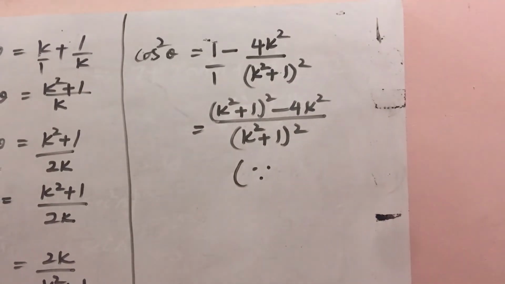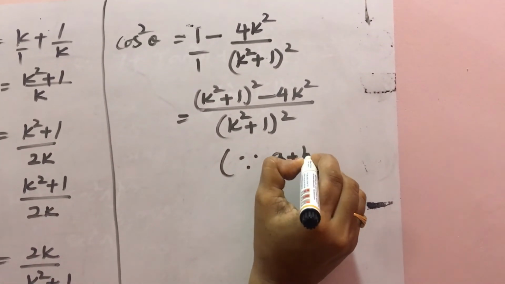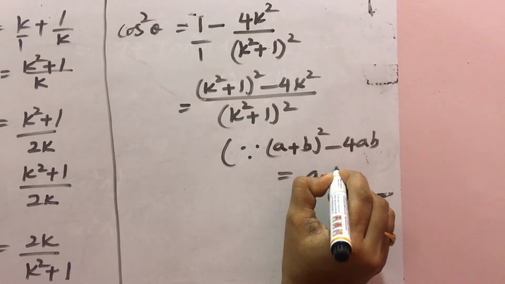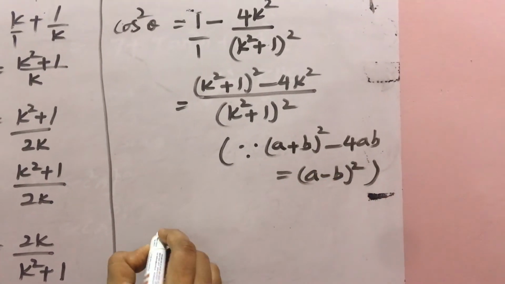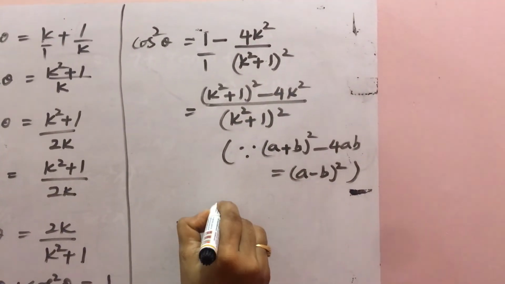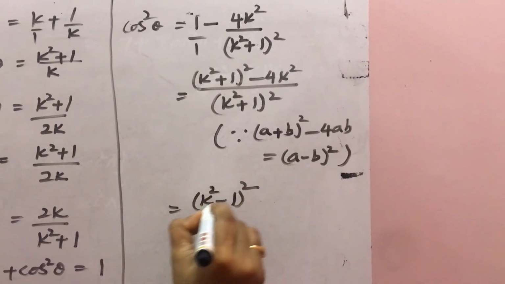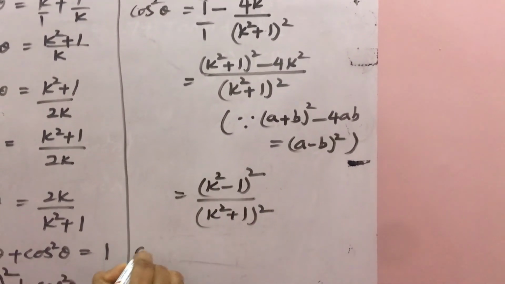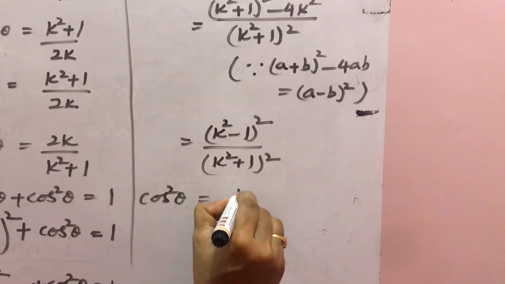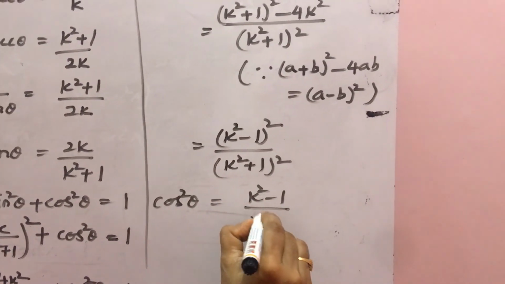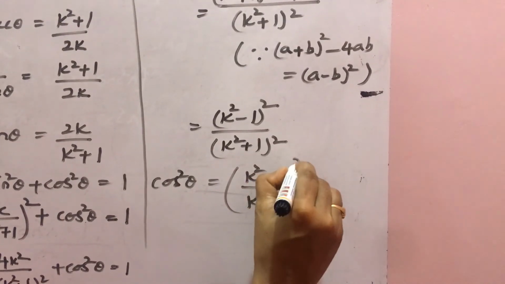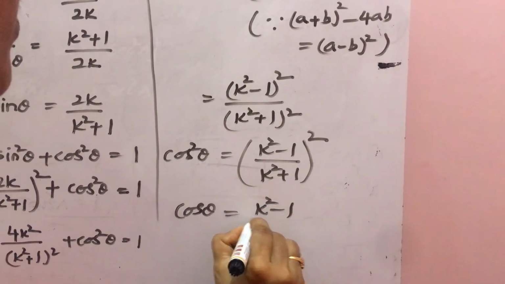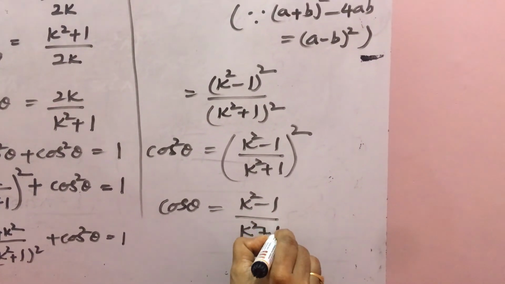Again in the numerator it is in the form of (a plus b) whole square minus 4ab. That can be written as (a minus b) whole square. See here, this can be written as (k square minus 1) whole square. In the denominator already we have (k square plus 1) whole square. This is cos square theta. Cos square theta is equal to (k square minus 1) by (k square plus 1) whole square. Cos theta is equal to (k square minus 1) by (k square plus 1). Hence we proved.